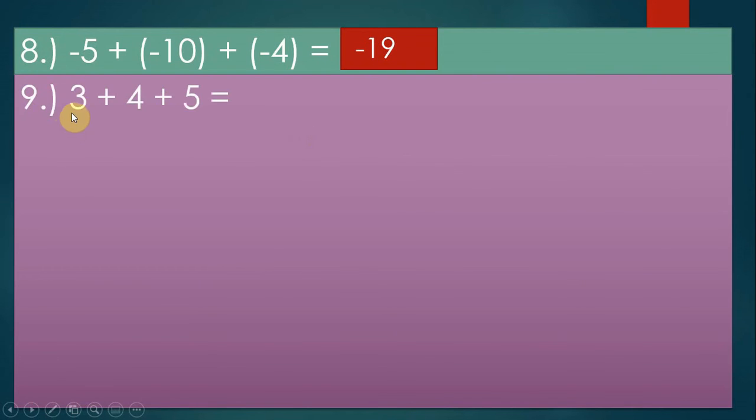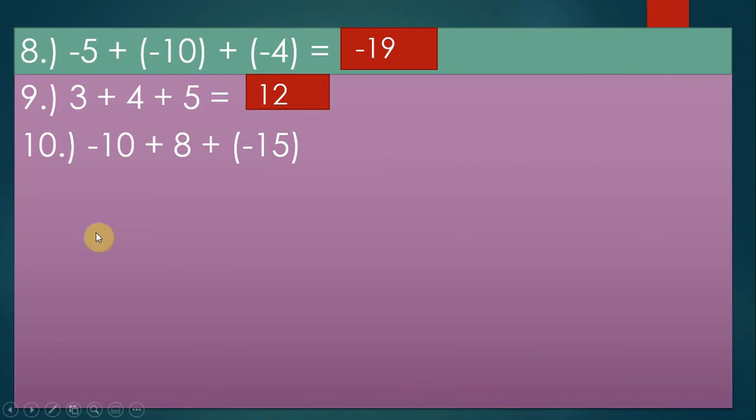Okay, number 9. Positive 3 plus 4 plus 5. These three numbers are all positive. So maybe this is deposit of 3, deposit of 4, deposit of 5. So obviously our answer is a deposit because these are deposits. So our answer is a deposit of 12 or positive 12.